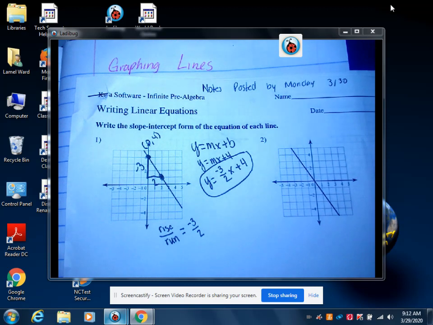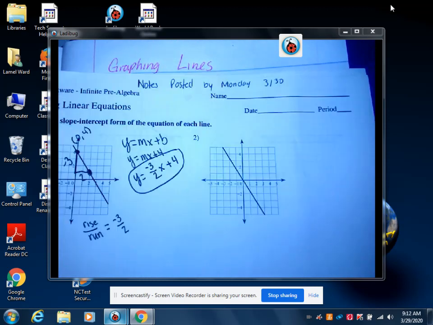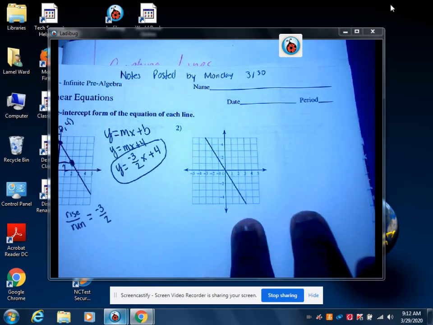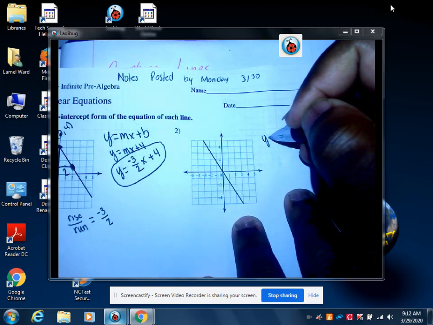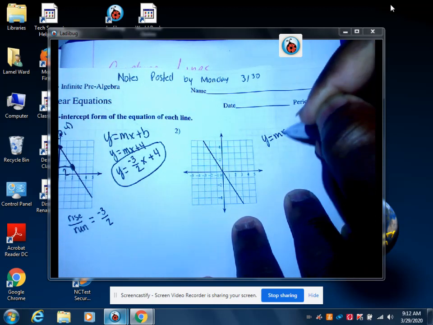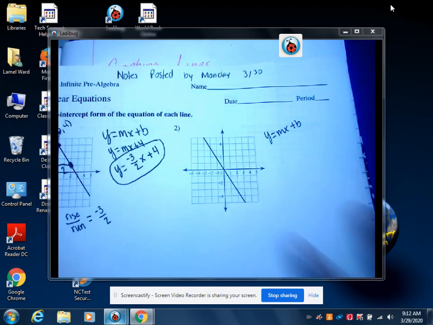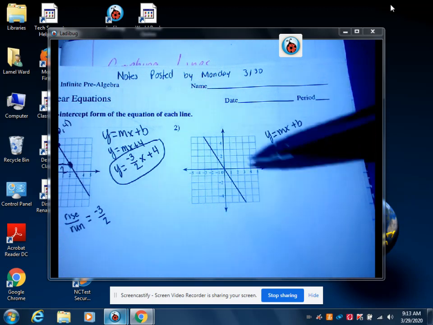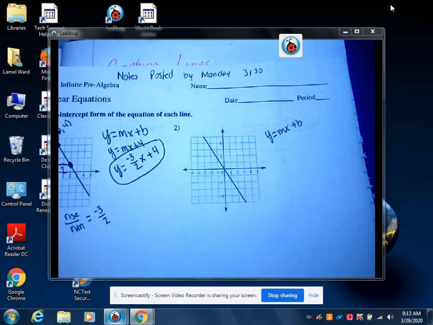Let's go ahead and do another example. For this one, again, the first thing we want to do is write our formula: y equals mx plus b. Make sure you have that formula written down. It helps out a whole lot. Then you want to find your b, or your y-intercept. Remember, that's our initial point, the first point we want to look for.